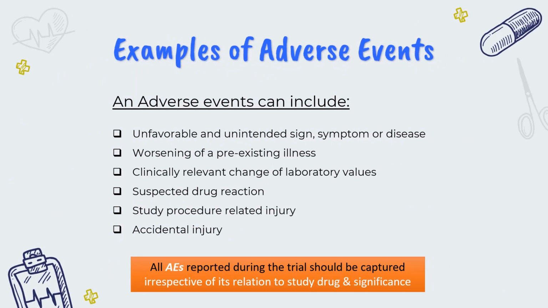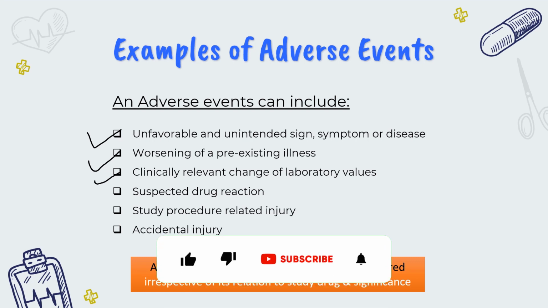Now let us understand some examples of adverse event. An adverse event can include any unfavorable or unintended sign, symptom or disease, which we do not expect. If we have any worsening of a pre-existing illness, for example if the subject was having a headache and it intensifies, that could be termed an adverse event. If we have any clinically relevant change in lab values in the medical reports, that can also be an adverse event.